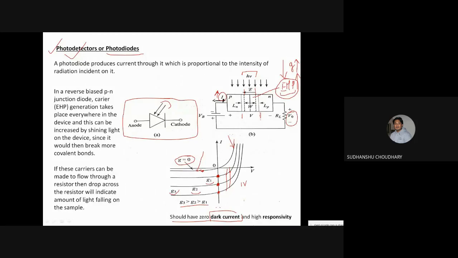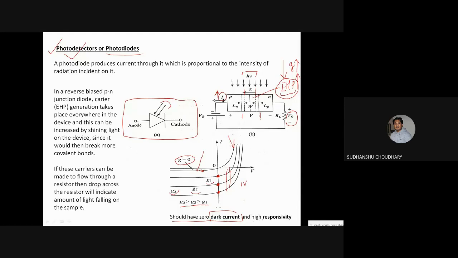So it should have a zero dark current. What does dark current mean here? Dark current means the reverse current when no light is being shown, right? That is called dark current. Obviously we commented some time back that reverse current should be almost zero, right? So good photodetectors or photodiodes should have zero dark current, okay?